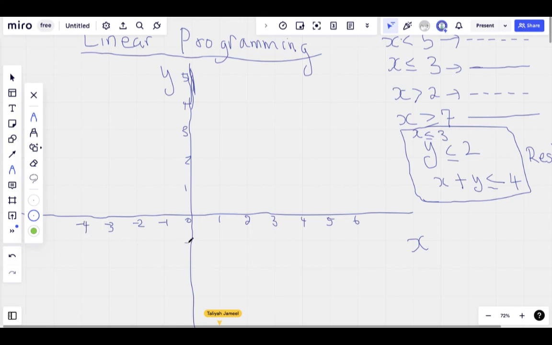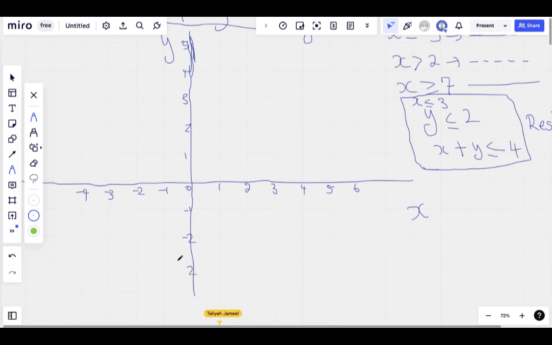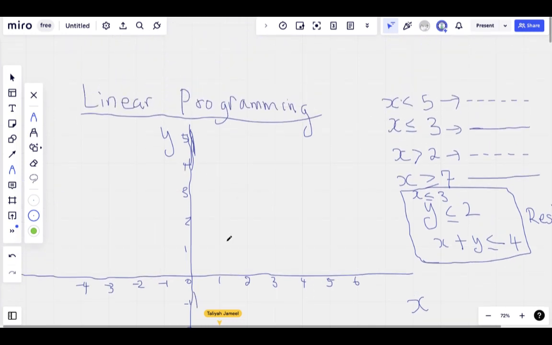The second thing we need to know in linear programming is to understand inequality. After knowing how to plot a normal graph, the next thing to know is to understand inequality. So you must have a bit of knowledge on inequality and how to show them on a graph before we start doing linear programming.